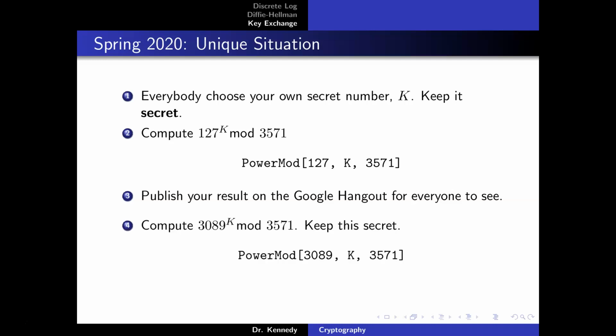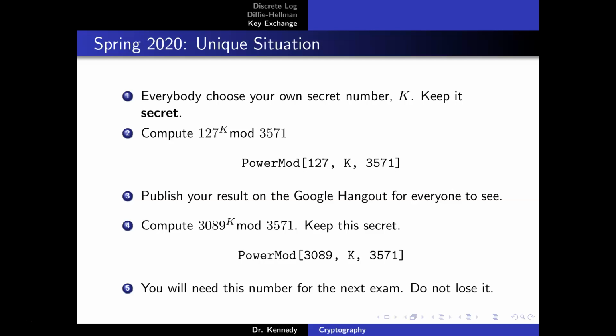In return, I want you to compute 3089 and raise it to the K mod 3571. This is my part of the communication. I have a secret number. I raised 127 to that secret number, and this is what I got. And I am letting it out there. You're going to take the number I've given you, 3089, raise it to your private key, reduce it mod 3571, and that number will be the secret private key between you and me.